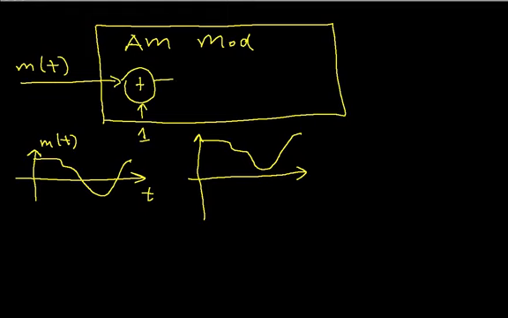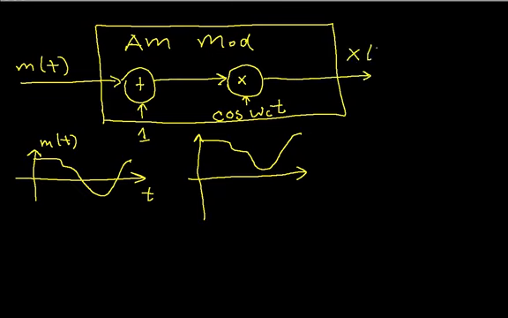After we do this, then we multiply by a signal which is cosine omega c t. Omega c here is called the carrier frequency. And this is the output then of our modulator. We'll call this x of t.